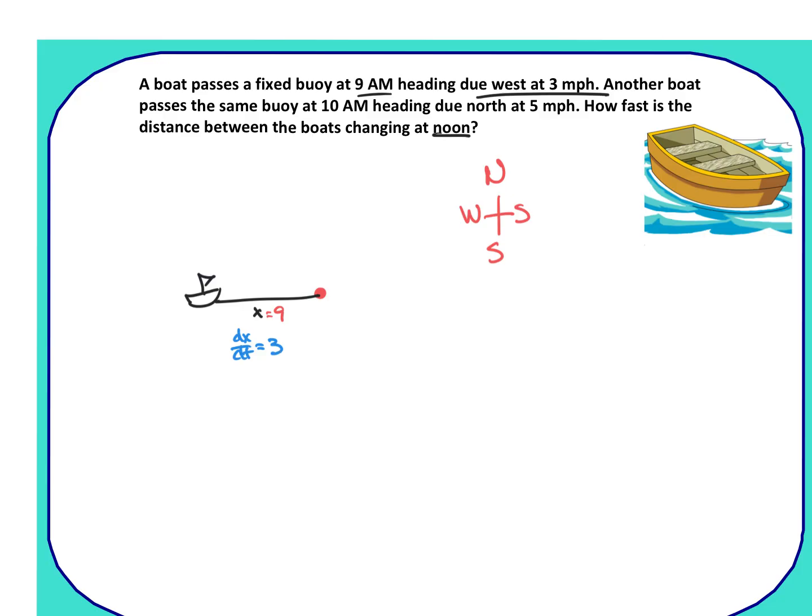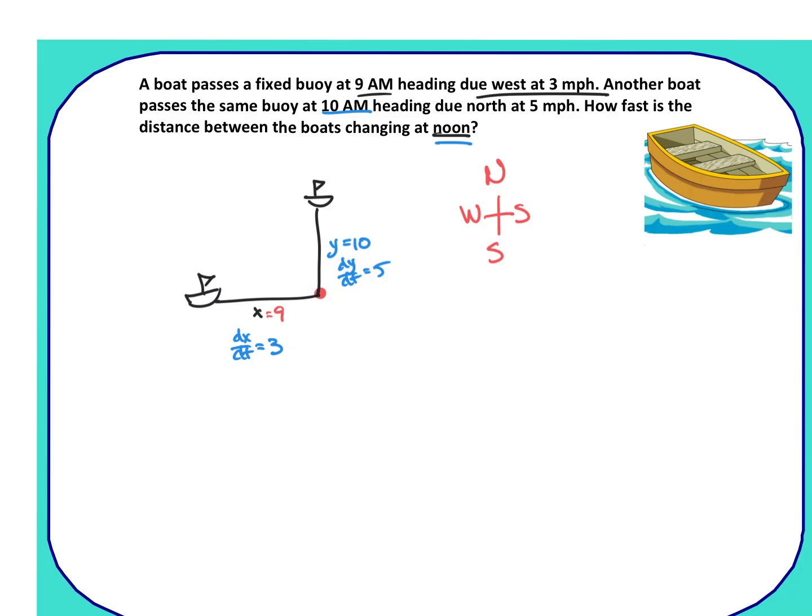And then the next boat passes the same buoy at 10 a.m. and goes north at 5 miles per hour. So here's my next boat. It doesn't have a flag on it, but I'm going to put a flag. All right, and so then what would be my y? What would be my y on this one? It goes from 10 a.m. to noon. 10. And what is my dy dt? 5, because that's how fast it's going. That's the rate at which it's traveling.